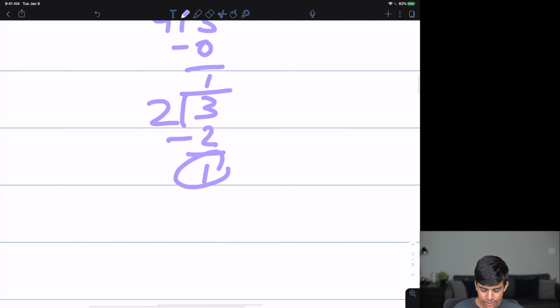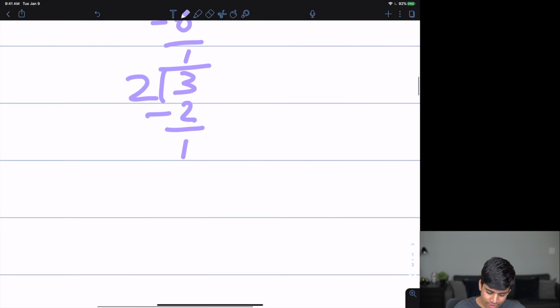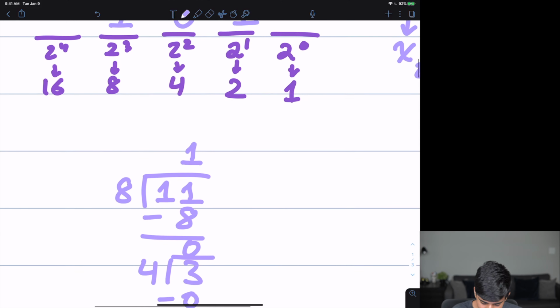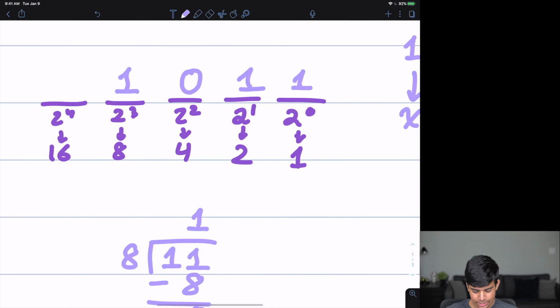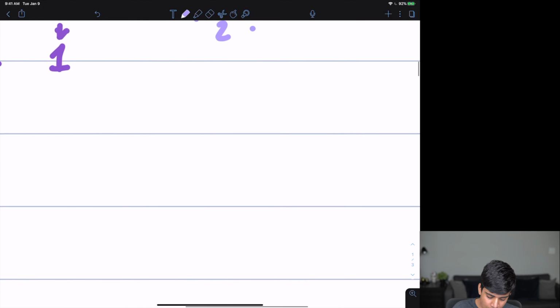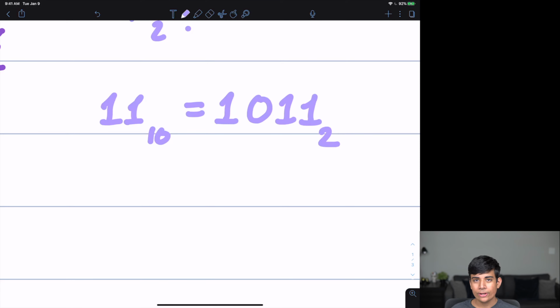And now I have 1. Well, 1, and then my next number over here is a 1. So 1 divided by 1 equals 1, and the remainder is 0, because 1 goes in 1 time. So I can put in the number 1 over here. And now, just like that, I have completed this entire expression. 11 to the base 10 power is equal to 1, 0, 1, 1 to the base 2, right over here.